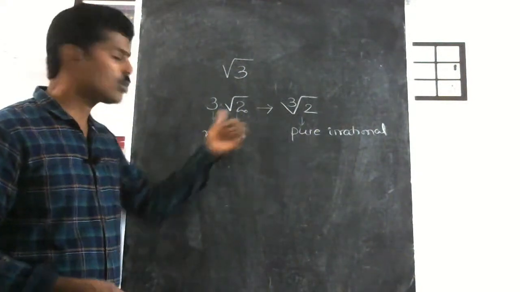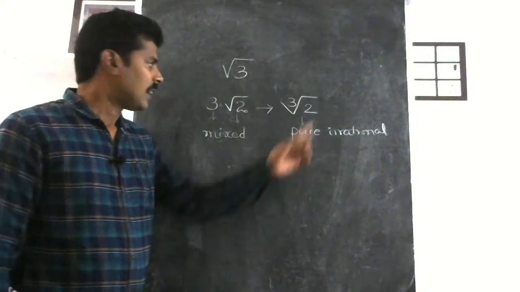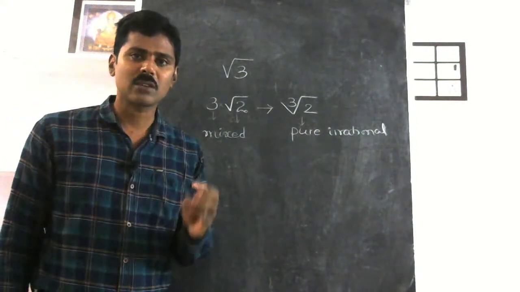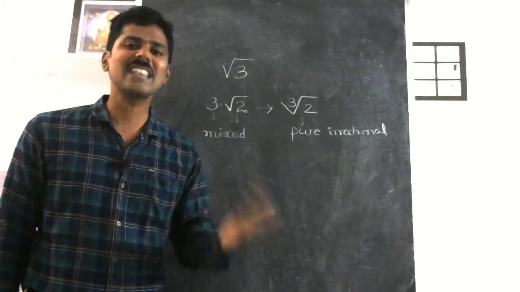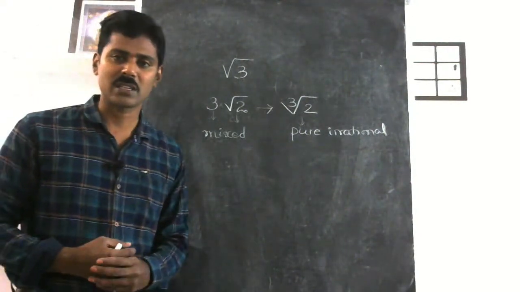So 3 root 2 means 3 times the root 2 as multiplication. Here cubed root 2 means cubed root 2 is an irrational number. It's a pure irrational. So that mistake I have found in some notes.